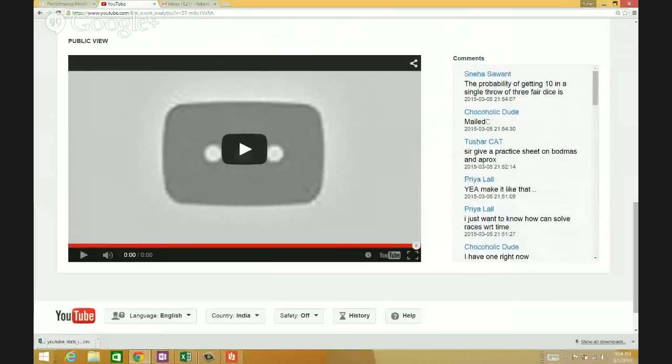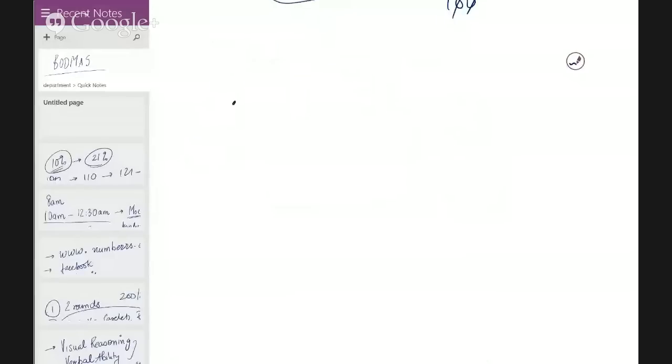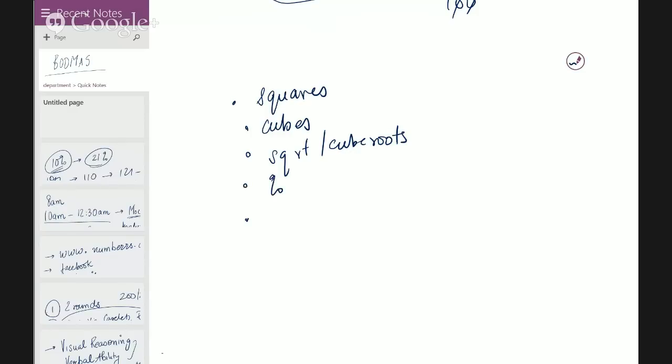Let's just talk about one last thing. So these are the following important things for BODMAS. Number one, squares. Number two, cubes. Number three, square roots and cube roots. Number four, percentages. Number five should be multiplication.